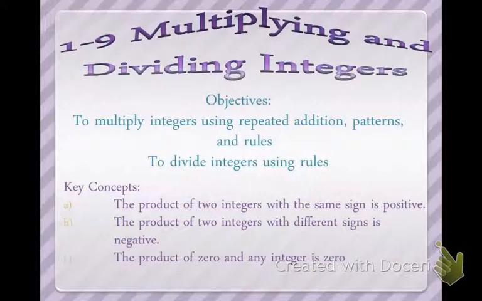This is lesson 1-9, multiplying and dividing integers. Our objectives are to multiply integers using repeated addition, patterns, and rules, and to divide integers using rules. The key concepts we need to know are: the product of two integers with the same sign is positive, the product of two integers with different signs is negative, and the product of 0 and any integer is 0. Sorry, 0 times anything is going to equal 0. That will not change. Let's look at them on the next page.